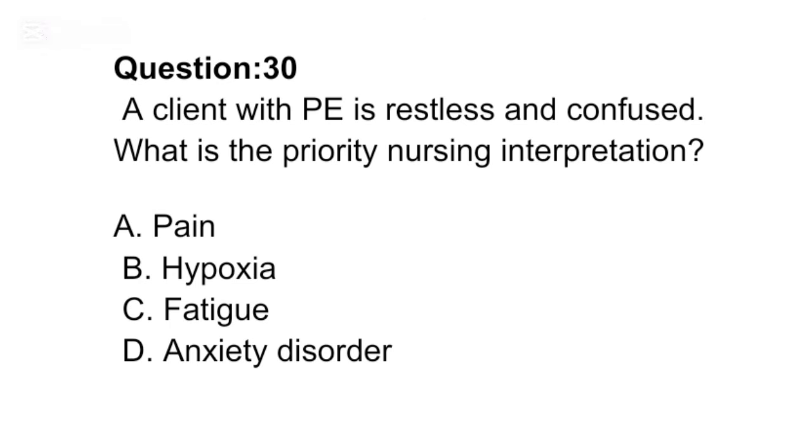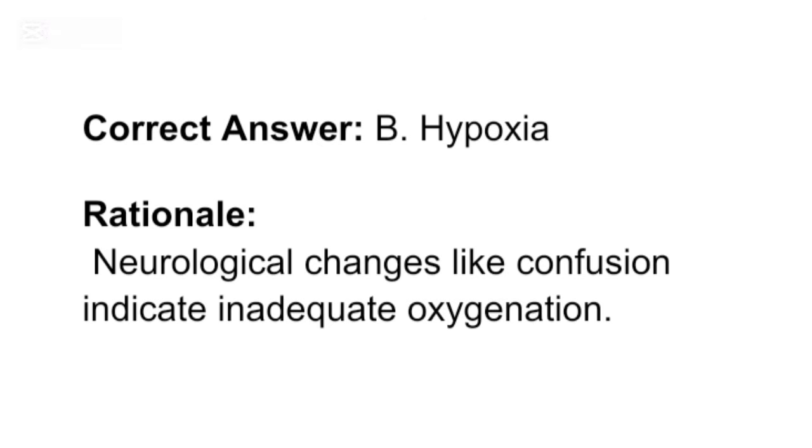Question 30. A client with PE is restless and confused. What is the priority nursing interpretation? A. Pain. B. Hypoxia. C. Fatigue. D. Anxiety disorder. Correct answer, B. Hypoxia. Rationale. Neurological changes like confusion indicate inadequate oxygenation.